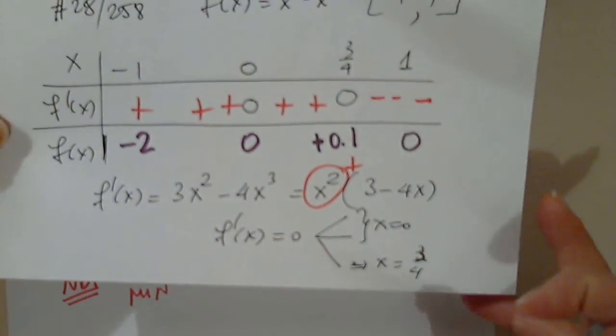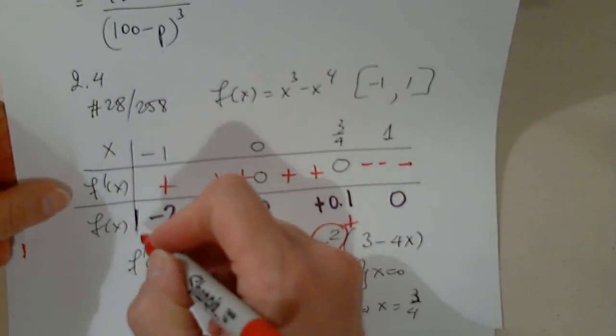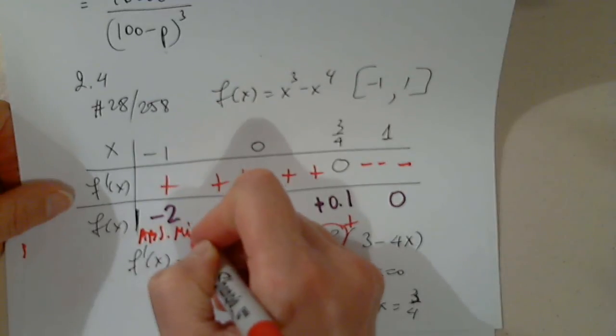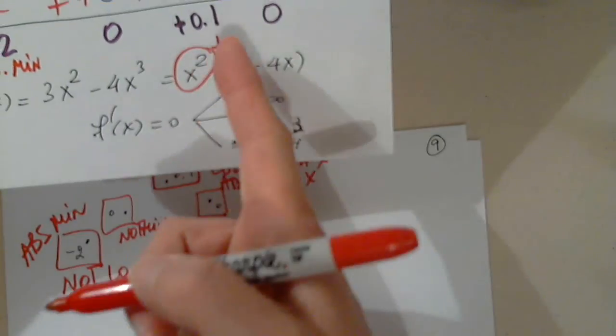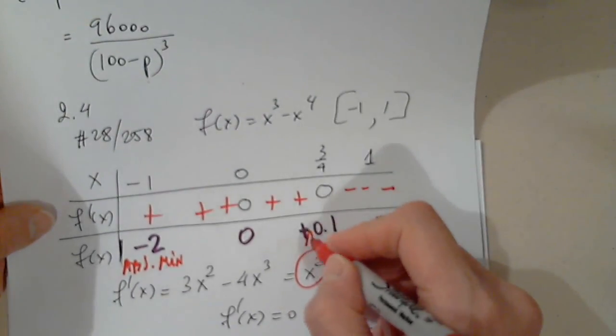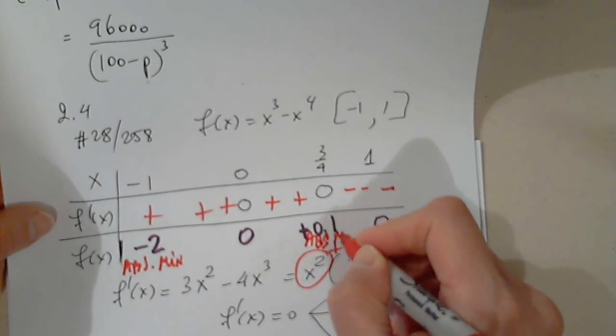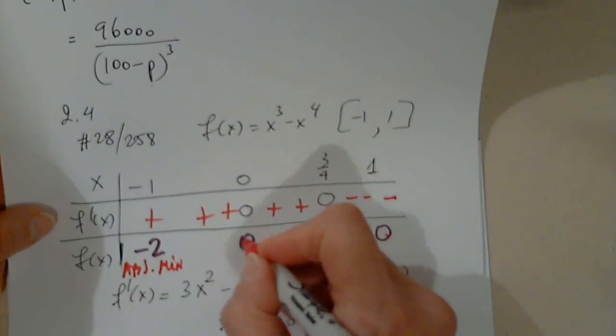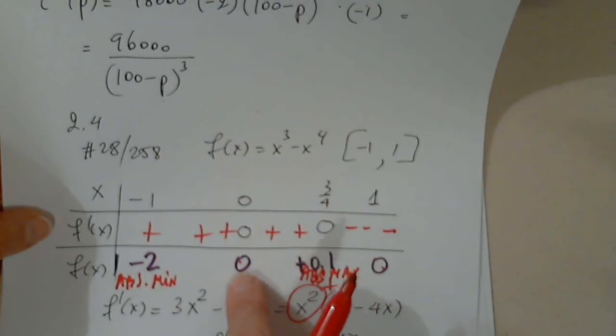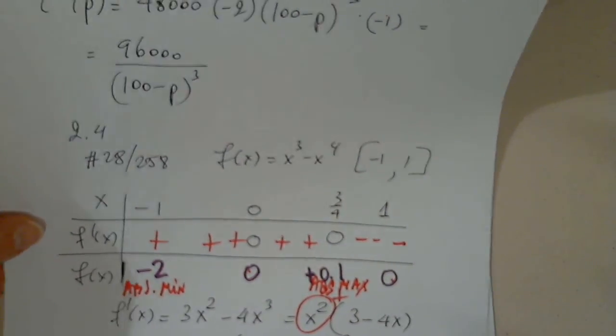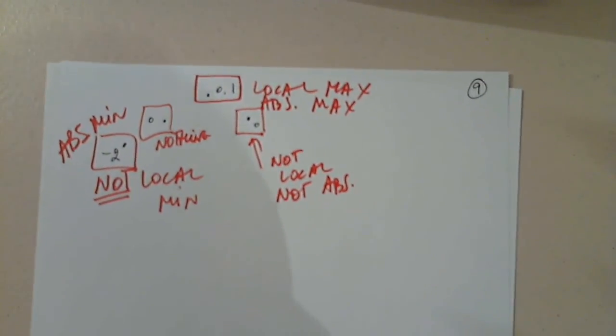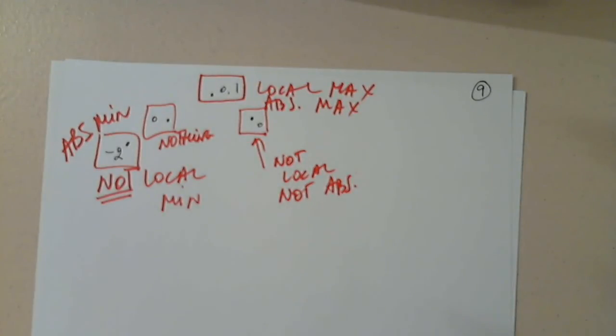If you want, we can put them back on the chart. So this is the absolute minimum. And this is the absolute max. This and this don't mean anything. 0, 0, nothing. 1, 0, nothing. This is how we study a function on a closed interval. All problems are similar. I like to look at a word problem here.